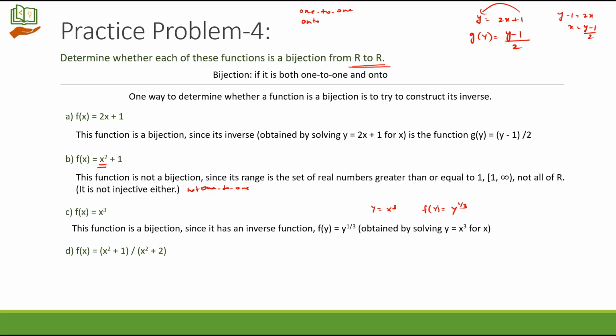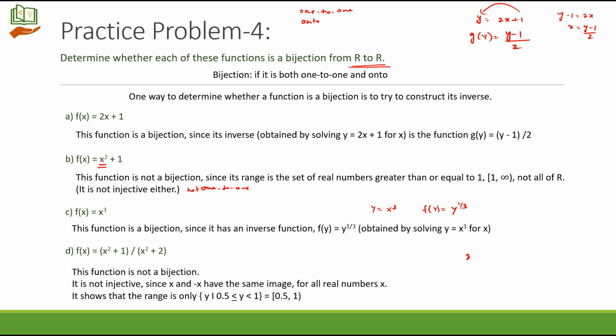What about the final one? So let's take (x² + 1)/(x² + 2). This is not a bijection.